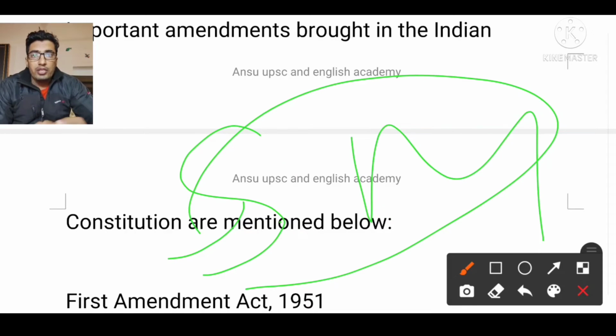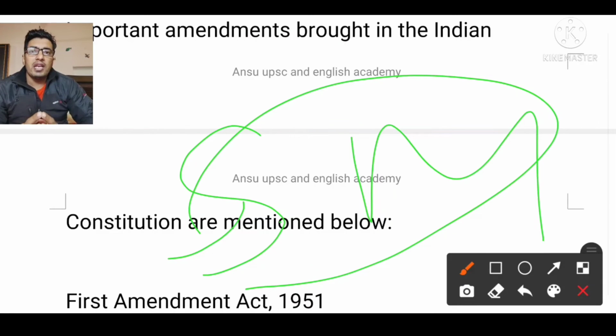Then, regarding the extent of the executive power, if we want to extend the executive power of the president or governor, or of the Union or state, then we have to seek ratification of more than half of the states. And provisions related to the Supreme Court and High Court also require it.